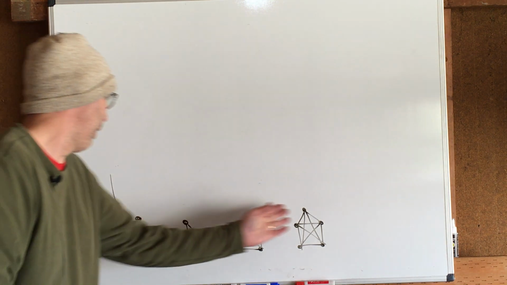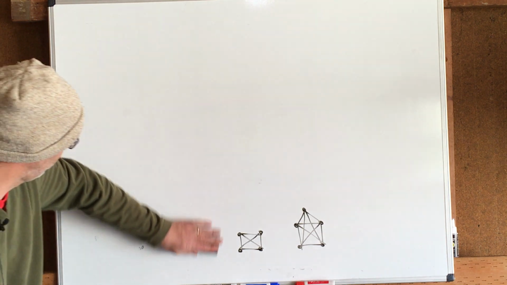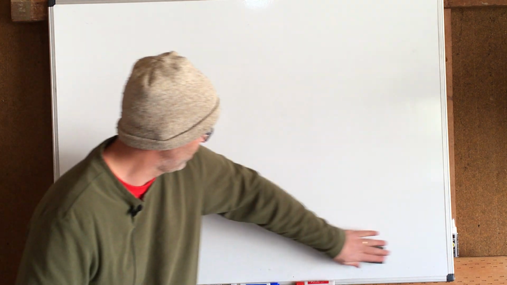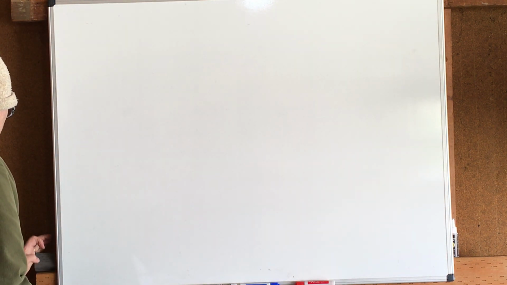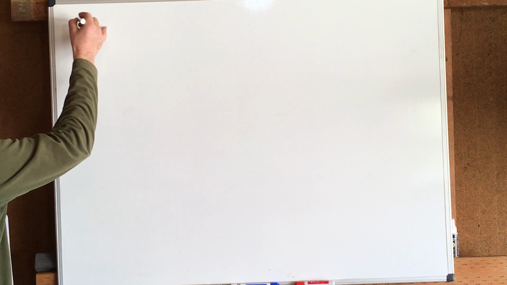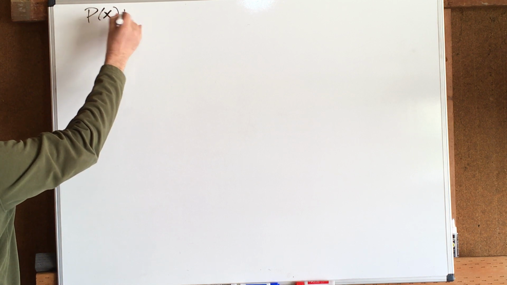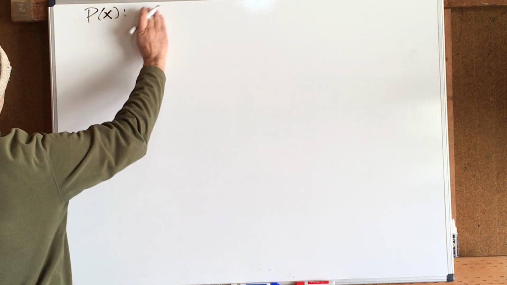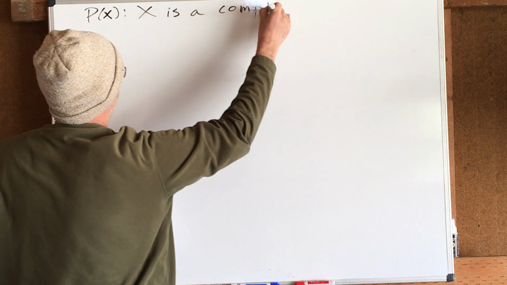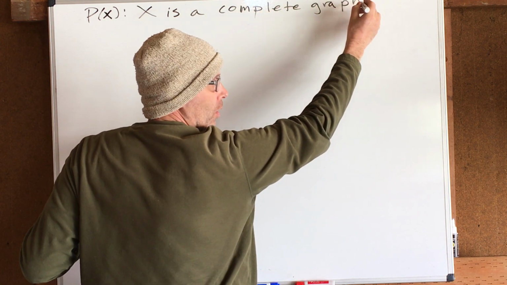Notice that each of these are complete graphs. And that's what we're going to prove. That's the property. The property is that everything in S is a complete graph. All right, so base case. Let's say P of x first: x is a complete graph.